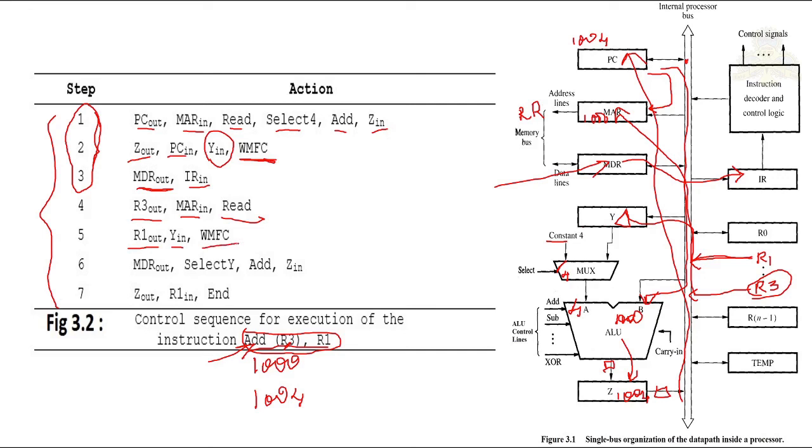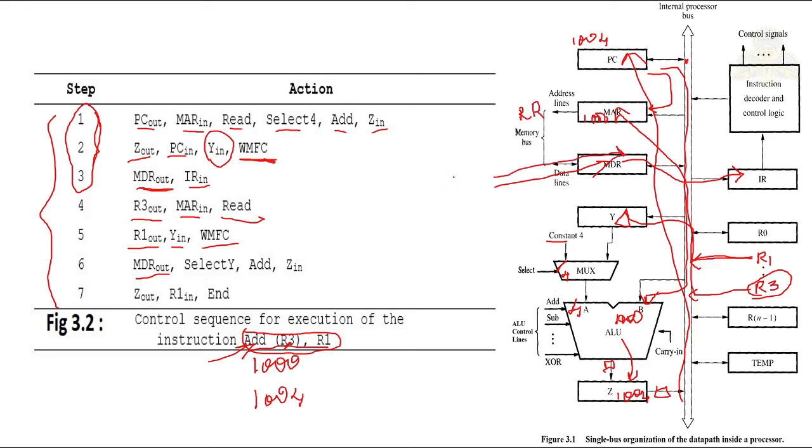Then again we have to wait for MFC, that is, wait for memory function complete. Which function complete? This read function complete. We have not yet got the contents of R3, sorry, the content of the memory location which is pointed to by R3. So in the sixth step, suppose the read operation has been completed. The content of that memory location is now present in MDR.